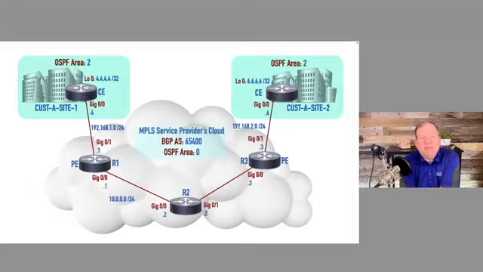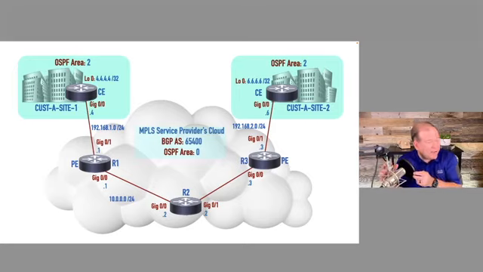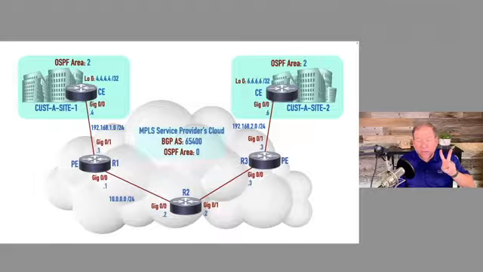I've got this built inside of CML, Cisco Modeling Labs. And I've got 3 routers that make up the MPLS cloud. So I'm trying to simplify this as much as we can while still showing you how it works. I've got 3 routers inside the service provider's cloud that's going to be running MPLS. And I've got one customer, customer A, and they've got 2 sites. Site 1, that's in the upper left. Site 2, that's in the upper right-hand side of the screen.